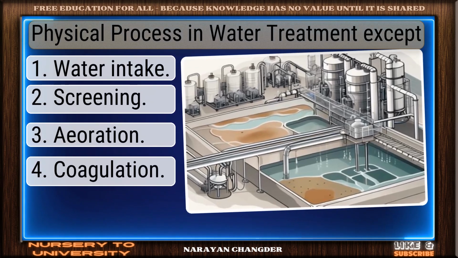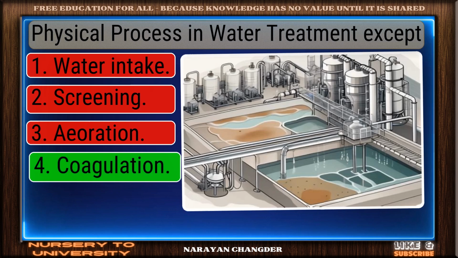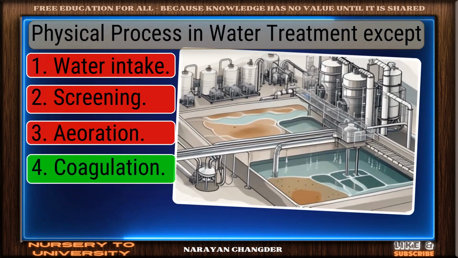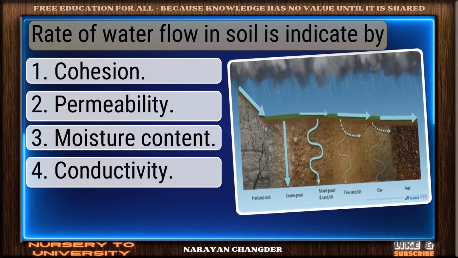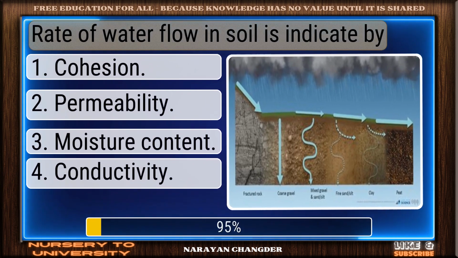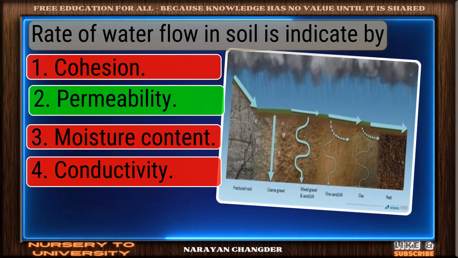Physical process in water treatment accept. Smart move. Coagulation is an accurate answer. Rate of water flow in soil is indicated by. Well reasoned. Permeability is the correct choice.